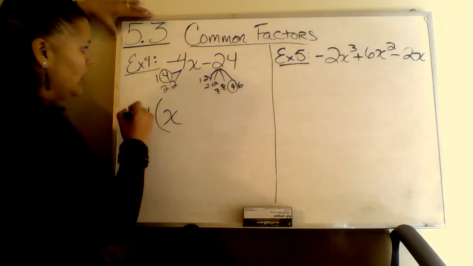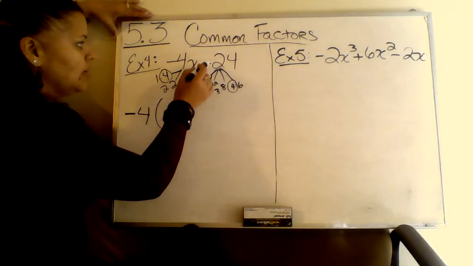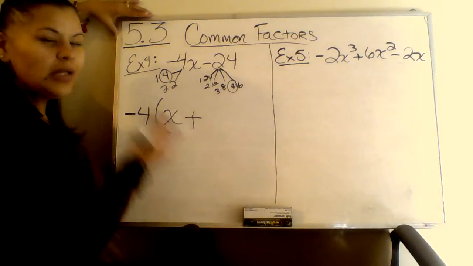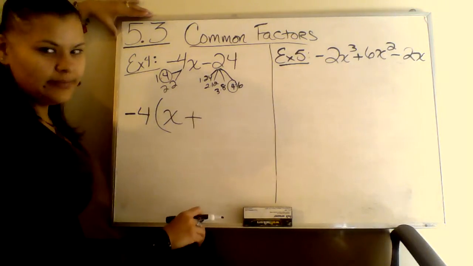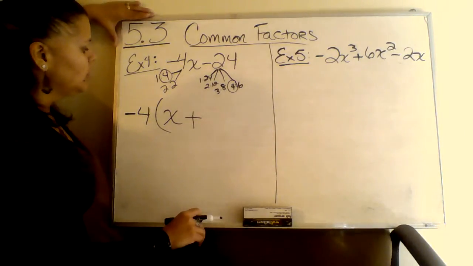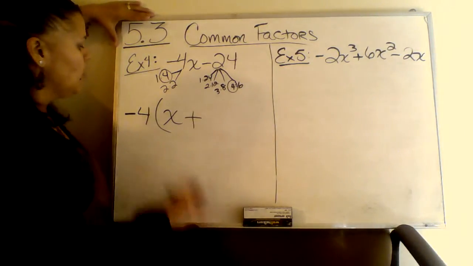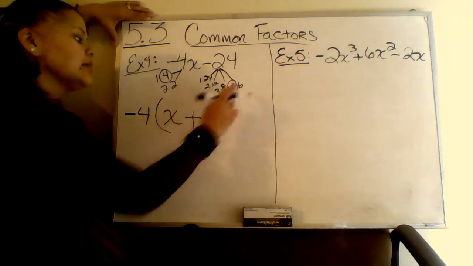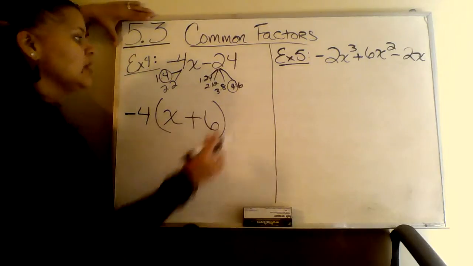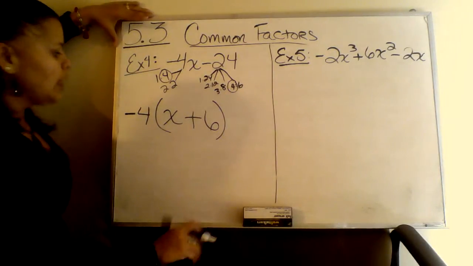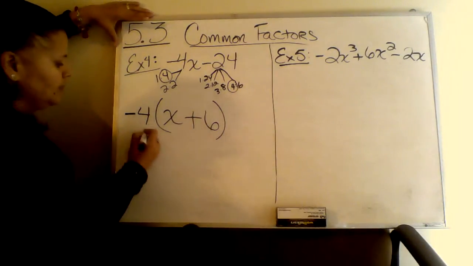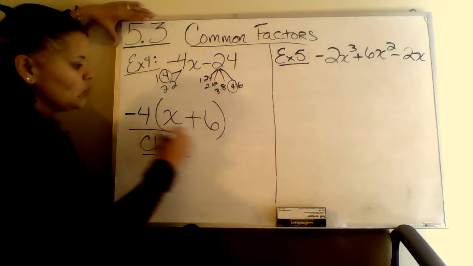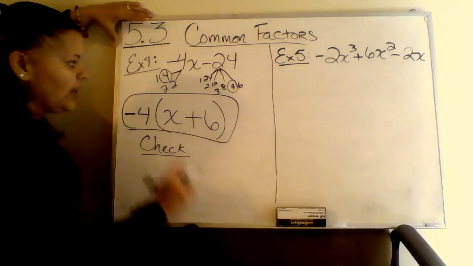Now, the negative and what give you that negative sign? A positive. When you pull out that negative, it makes everything over there opposite. So now, 4 times what gives you 24? 6. So now I wrote down everything I needed, and now I can check it. So this is what your factor would look like when you're factoring it out.